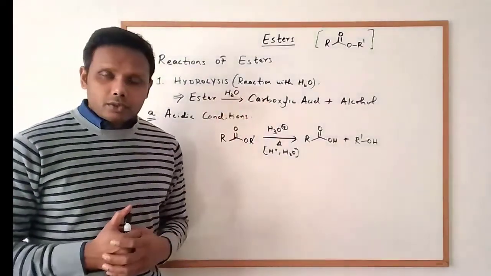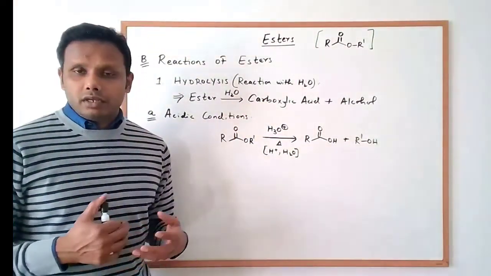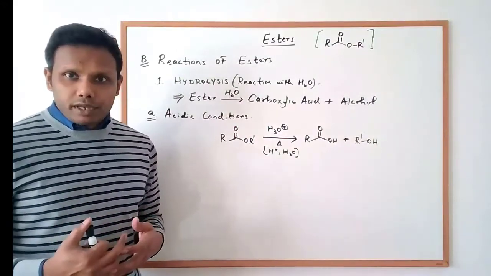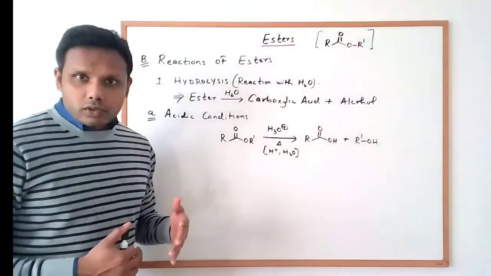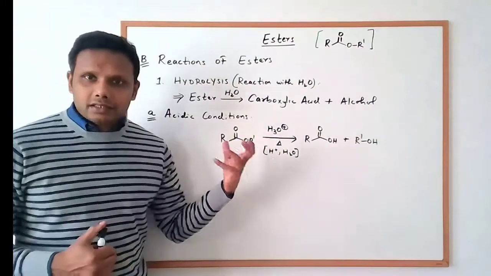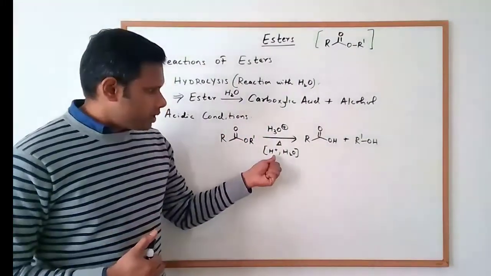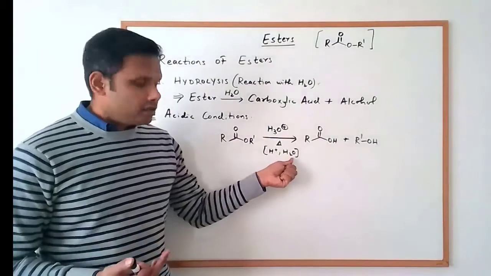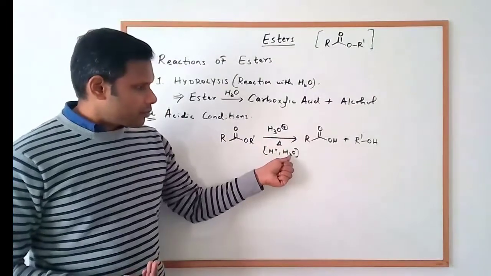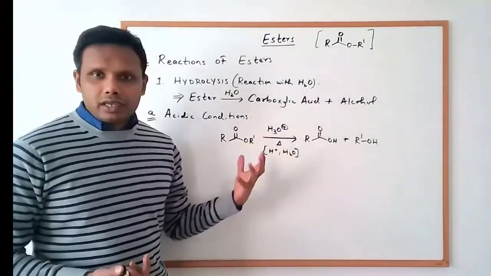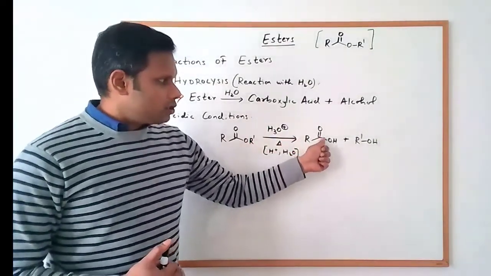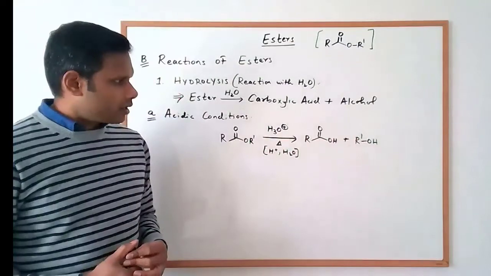Now, the hydrolysis reaction can be done under different conditions. It could be either acidic or basic. We'll look at them one by one. Under acidic conditions, an ester is reacted with aqueous acid. So that means we have H plus and there's water, with heating. We can represent the H plus and the water by using H3O plus, the hydronium ion. And so the ester is converted into the carboxylic acid plus the alcohol.